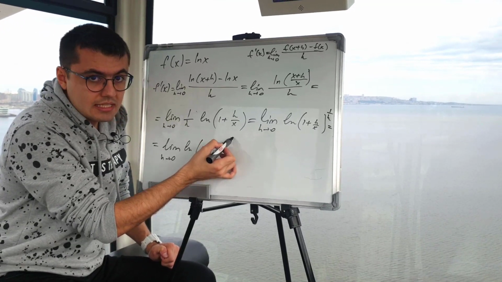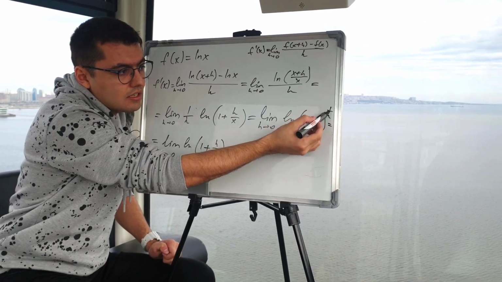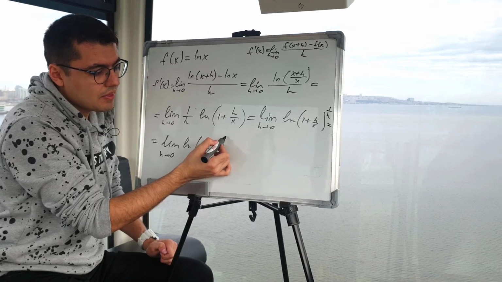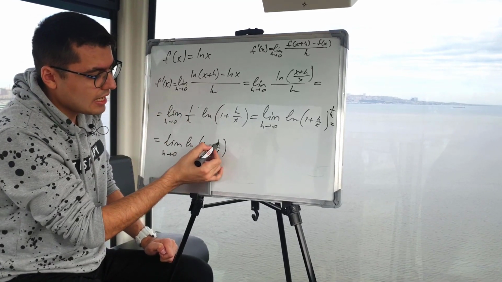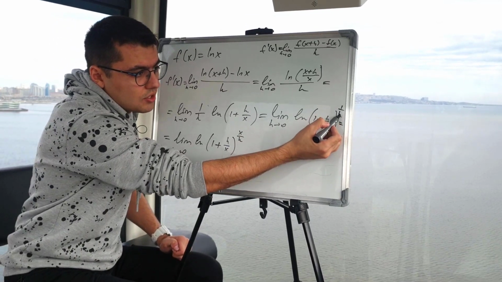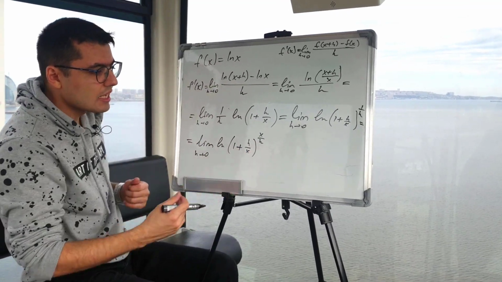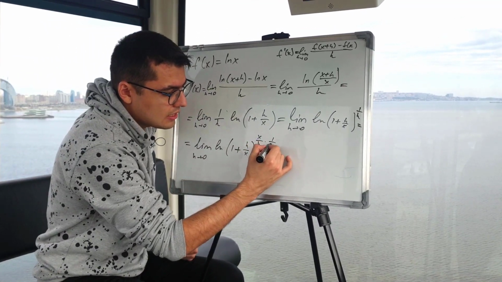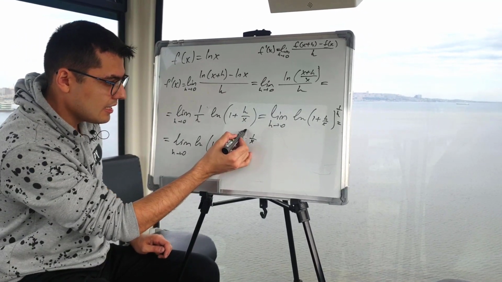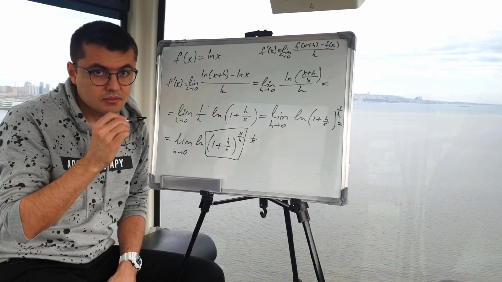I need in the power the same thing as here. So if it's h over x, it should be x over h, right? So there should be the same things but in the reverse. So if it's h over x, I need x over h. But if it's 1 over h, I have to balance that. I cannot just add x to the equation. So I balance it by dividing by x. So this whole thing will give you the number e.